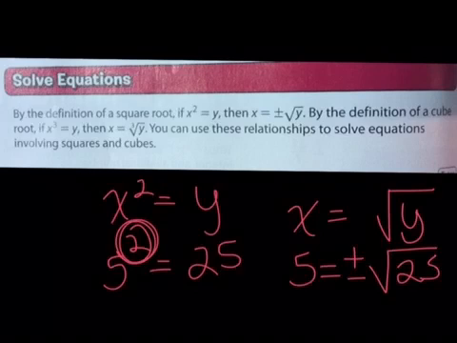So by the definition of a cube root, if x to the third power equals y, then x equals the cube root of y. When we just have the square root on its own, we don't have to write the little 2 there, but we do have to write the 3 because it's a cube root.